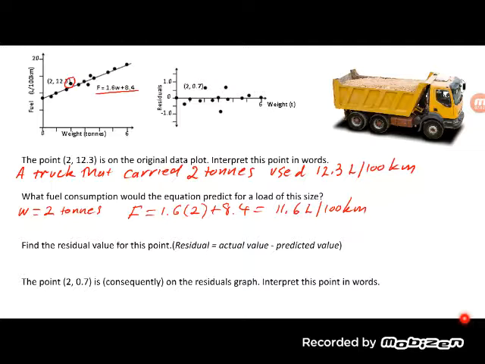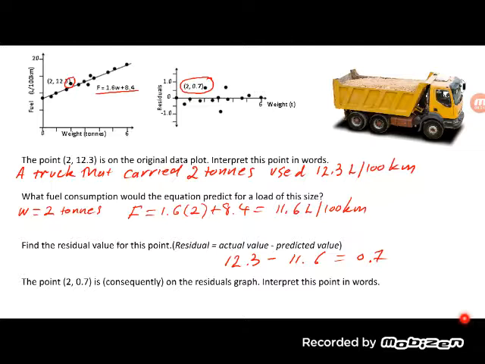Right, so the residual. Now remember, residuals are actually the difference between the real life data points and the line of best fit. Okay, so if we want to find the residual value, we take the actual value, so in this case, that was 12.3, and we subtract the predicted value, which was 11.6. And that gives us 0.7. Now, magically, that matches that residual point up there. That is the residual point for that scatter plot point, or that data point.